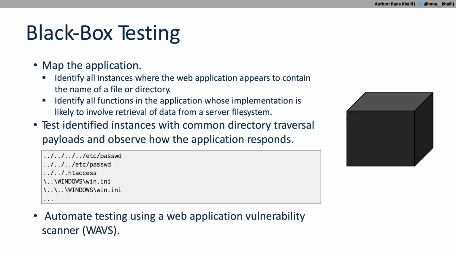Now, this is something that you can definitely do manually. However, it does become tedious and you might miss stuff, so it's not as accurate. And so usually you use a web application vulnerability scanner to automate the process for you. We'll talk more about that in the next section when we discuss how to exploit directory traversal vulnerabilities. Alright, so that's how you would do it for a black box perspective.